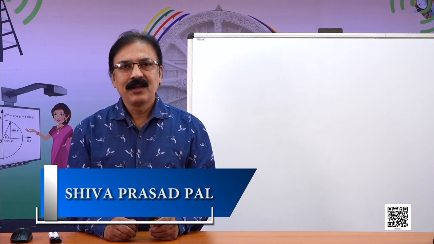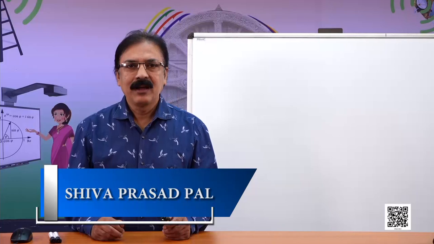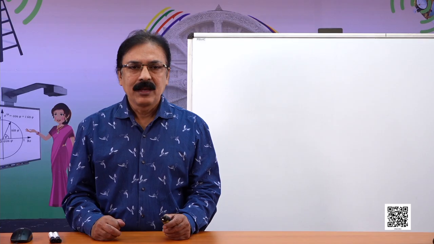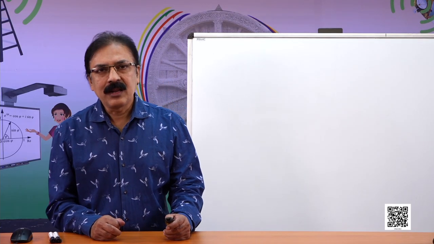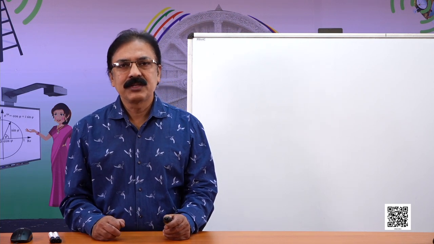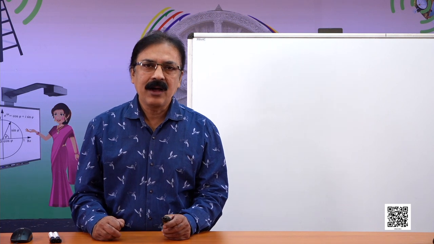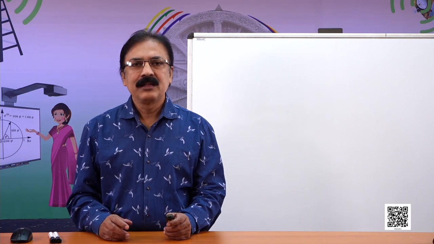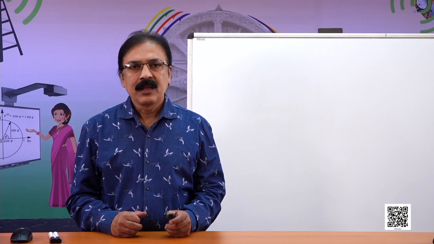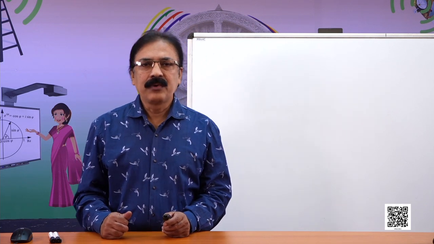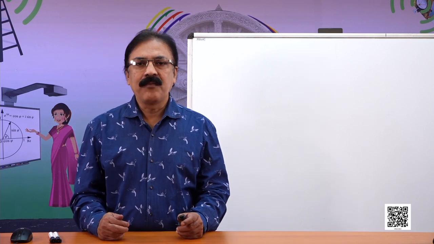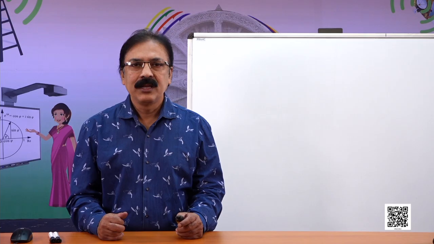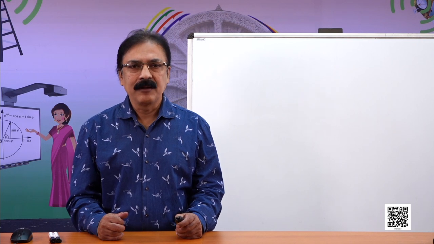Dear students, today we are going to discuss Heron's formula from the class 9 mathematics book, chapter 12. This is part 12. In the earlier session, we discussed how to find the area of a triangle using Heron's formula when the three sides are given. Today we are going to discuss the area of a quadrilateral when the lengths of the four sides and one of the diagonals are known. Here, we will use Heron's formula.